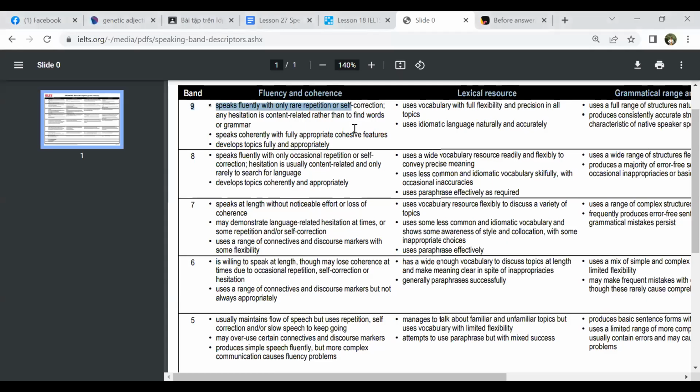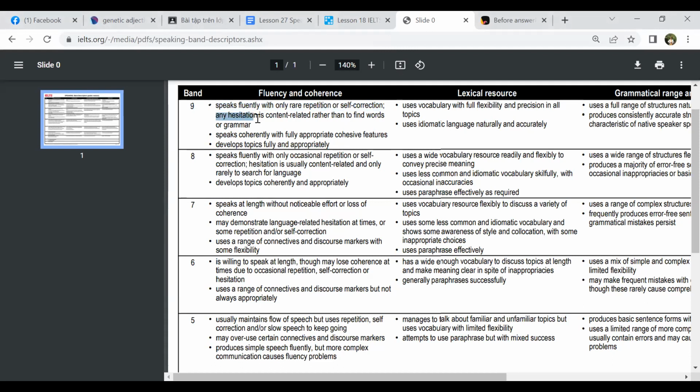So now let me share my screen. Let's look at band 9, at fluency and coherence. Even at band 9, IELTS says that the candidate speaks fluently with only rare repetition or self-correction. It means that even at band 9, if necessary, a candidate will still correct himself or herself.